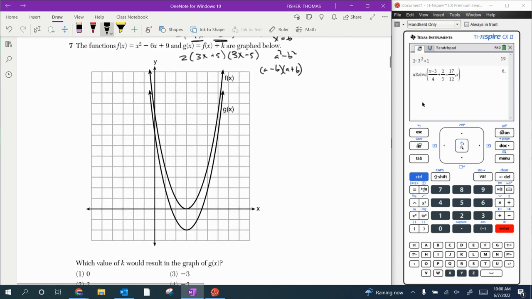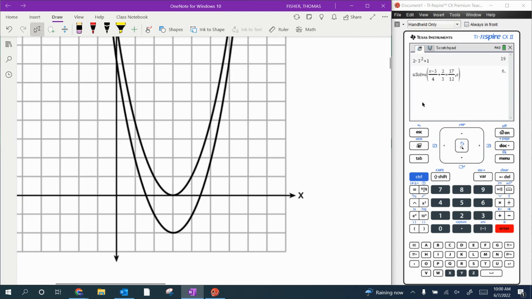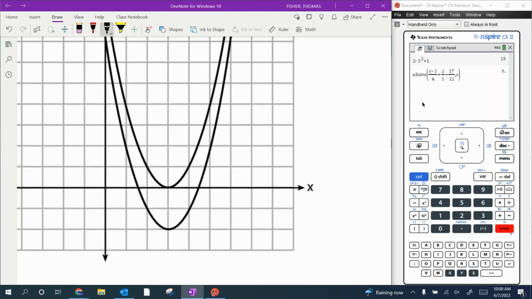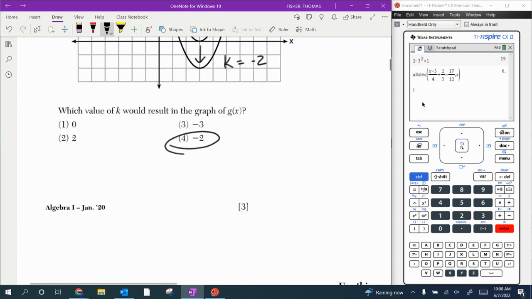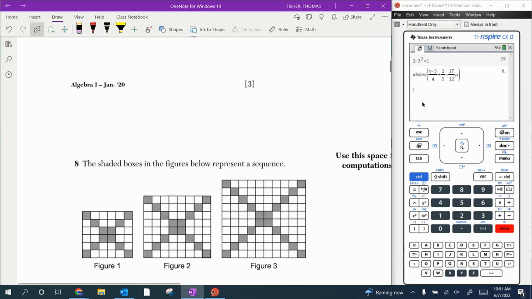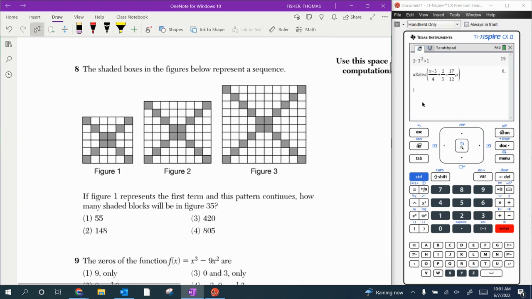Looking at number 7, we've got f of x, and then f of x plus k is represented as g. So if this is f of x plus k, it went down 2. So k must equal negative 2. I didn't even read the question yet, but hopefully that's the question. Boom, that is the question. Great. Done. So it goes down 2. Adding negative 2 makes it go down. Love it.